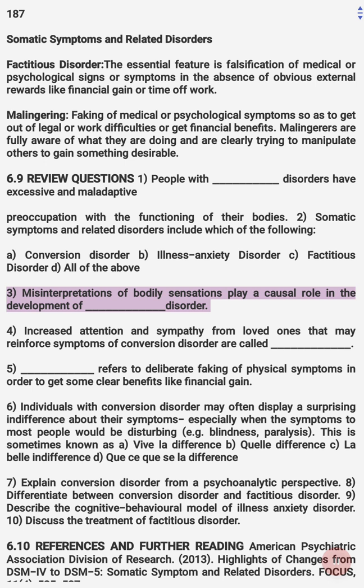3. Misinterpretations of bodily sensations play a causal role in the development of blank disorder. 4. Increased attention and sympathy from loved ones that may reinforce symptoms of conversion disorder are called blank. 5. Blank refers to deliberate faking of physical symptoms in order to get some clear benefits like financial gain. 6. Individuals with conversion disorder may often display a surprising indifference about their symptoms, especially when the symptoms to most people would be disturbing, example blindness, paralysis.